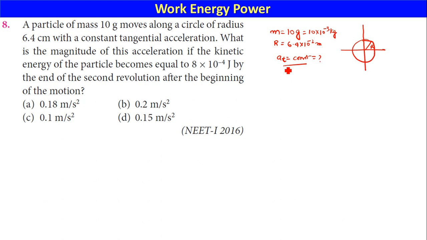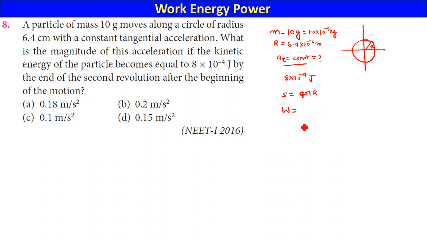If the kinetic energy of the particle becomes equal to 8 into 10 power minus 4 joules by end of the second revolution after the beginning of the motion. So basically in 2 revolutions it will cover a distance of how much? 2 pi r is in one revolution, so 2 times means it will be 4 pi r. Now what is the work done by all the forces here? Work done will be by two kinds of forces here. One is tangential force, other one is centripetal force.